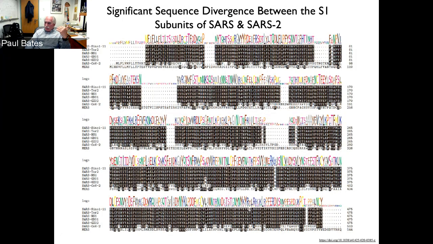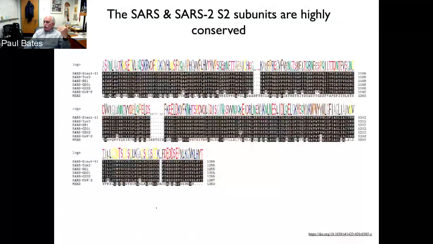And that's very different when you look at SARS-1 versus SARS-2 in the S2 subunit. Again, the second line from the bottom here is the S2 subunit. This is the membrane spanning domain right in here. You can see that they're almost completely conserved from SARS-1 to SARS-2, with a few amino acid changes scattered throughout. The S2 subunit is very highly conserved.